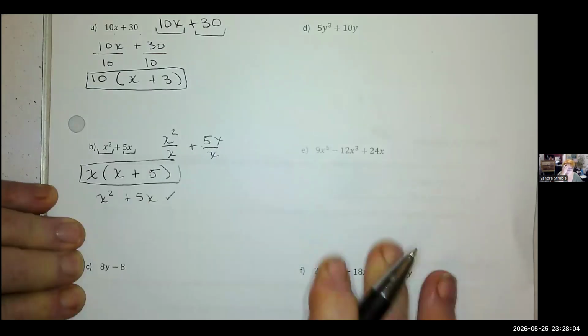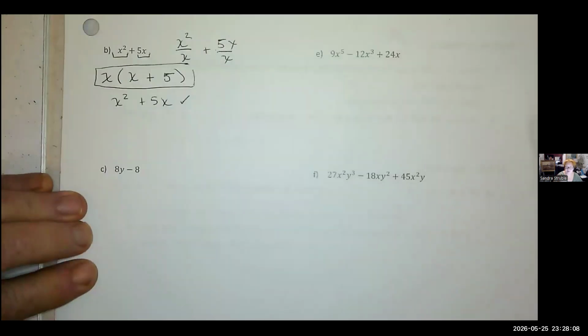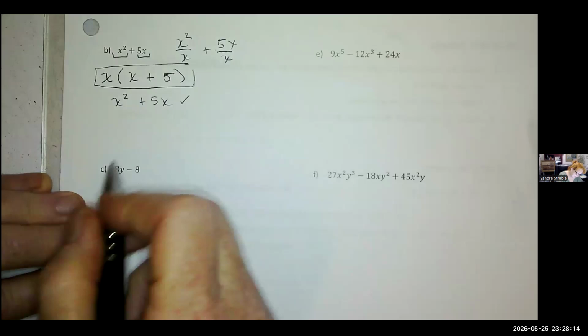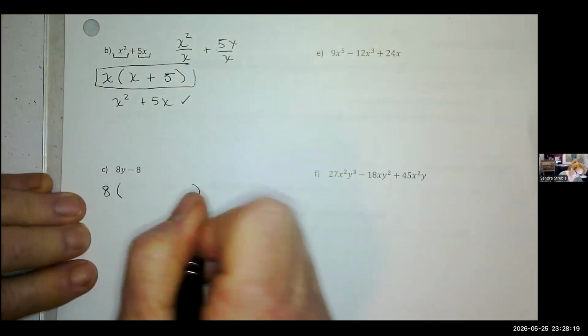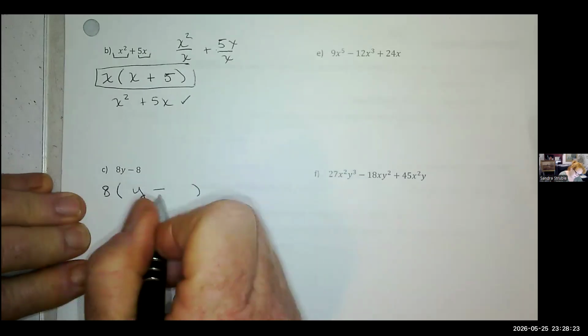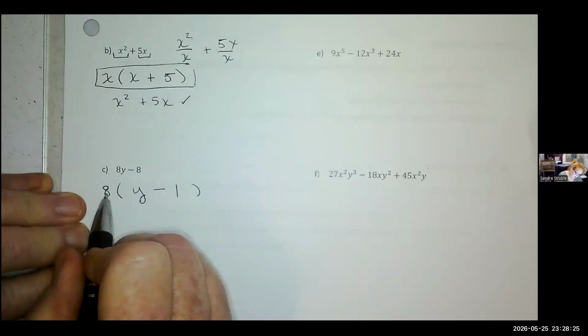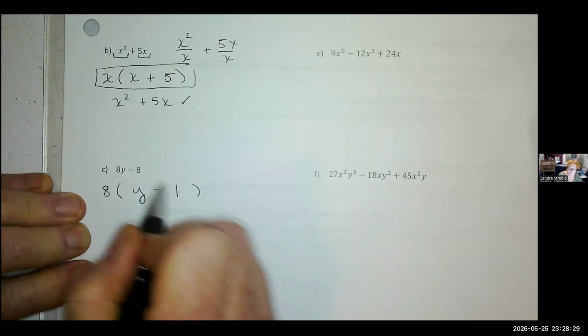Pause the video and attempt this one yourself. What do they have in common? Factor it out. And when you factor it out, what are you left with? Okay, they both have 8 in common. So I'm going to factor out an 8. And when I do that, I'm left with y minus 1. So 8 times y is 8y. 8 times negative 1 is negative 8. So that works properly.